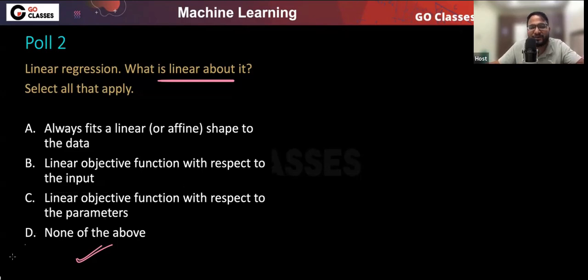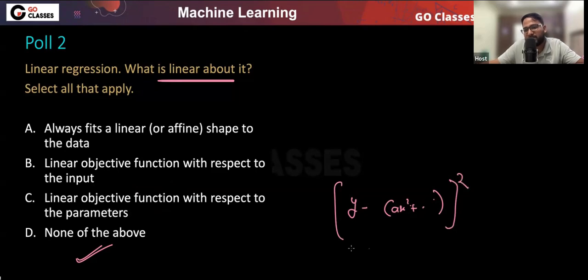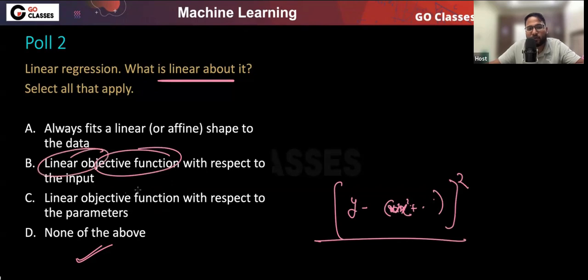Just read this question. Don't get tricked. Read this question, what they're saying. Just have some focus. Linear objective function, right? Now tell me, is this C correct? The objective function is what? Your loss function, right? Loss function is MSE, which means y minus y cap, where y cap is ax square or anything, whole square. Is this linear? This is definitely not linear, neither in W nor in X. So is the objective function linear? No.